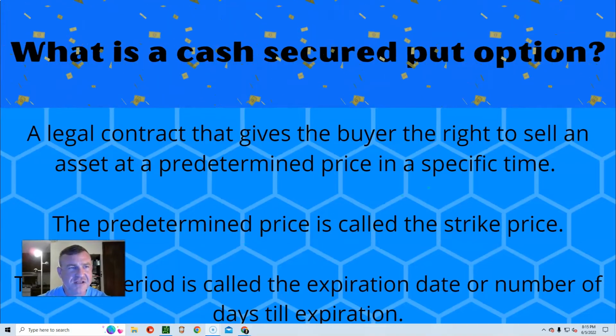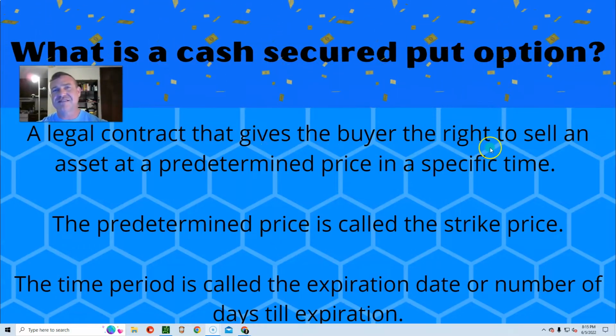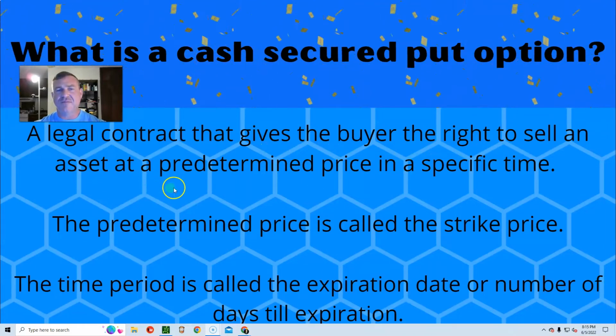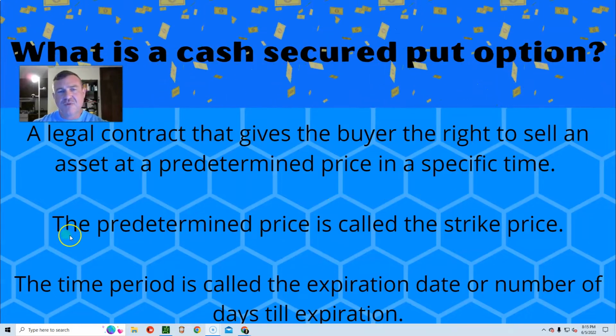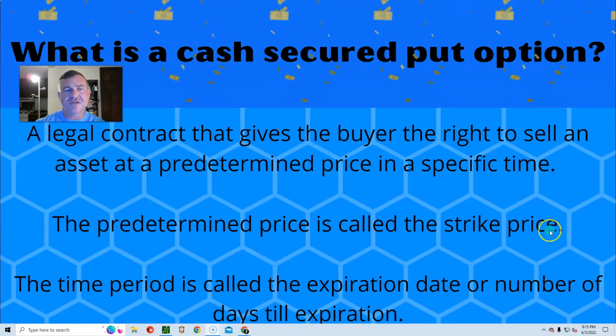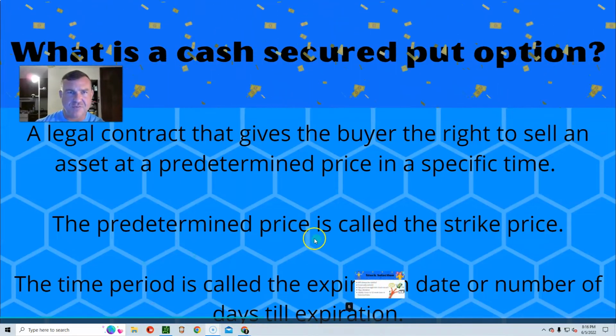But what exactly is a put option? A put option is a legal contract that gives the buyer the right to sell an asset at a predetermined price in a specific time frame. The predetermined price is known as a strike price. The time period is called the expiration date or number of days till expiration.